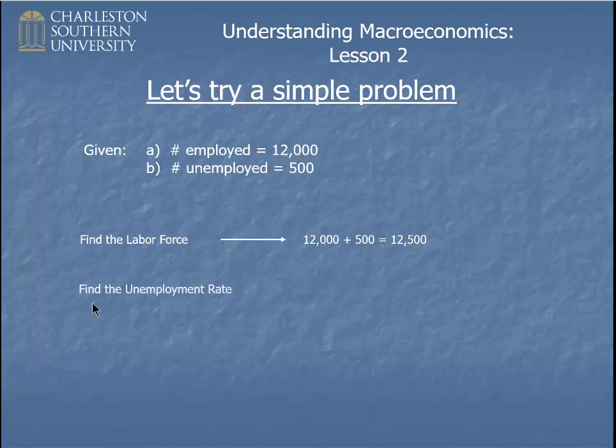So a student who is not careful might calculate that the unemployment rate is 500 divided by 12,000, but that's not it. The unemployment rate would be the number unemployed, which is 500, divided by the labor force, which is 12,500, and that works out to be 4%. The unemployment rate in this simple problem is 4%.